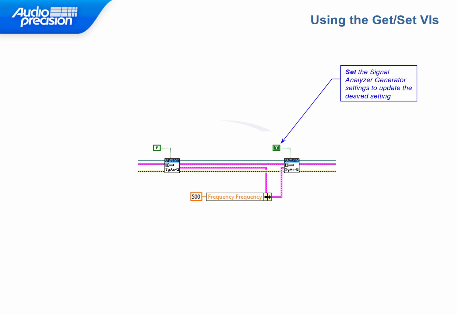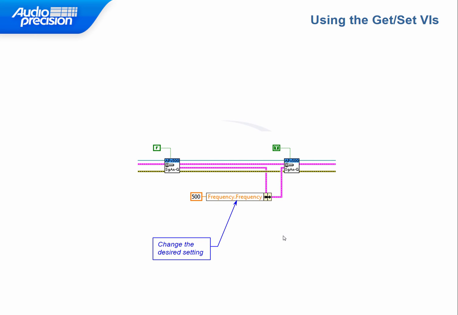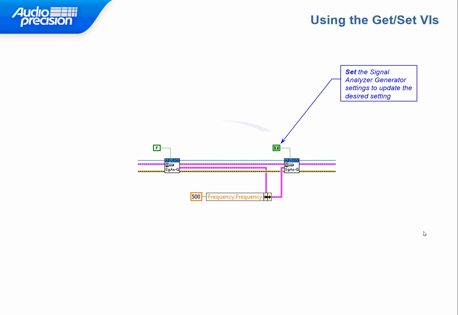The reason for doing that is if we were to simply call the set VI and wire some value in there, you might choose a value that's not appropriate for the current configuration. For example, you might try to set the level of the generator in volts RMS, and at the current time the generator is actually configured for digital, and it'll throw an error. So this is essentially the paradigm that we follow all the way throughout the driver package. Again, you would get the current settings, bundle by name, change the ones that you want, and then call that get set VI with the set bool set to true.